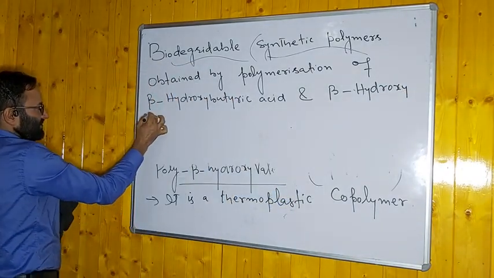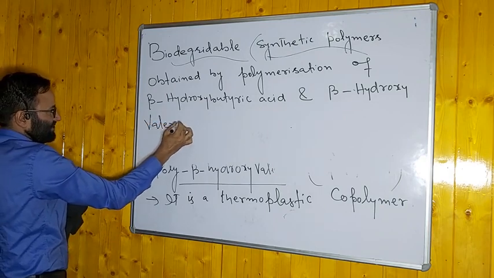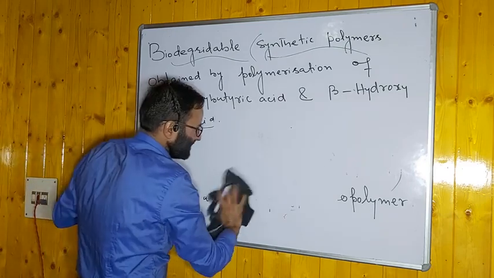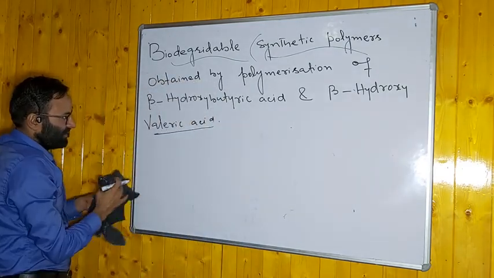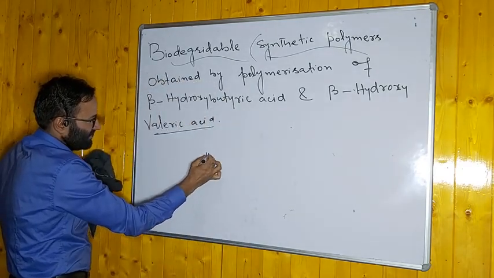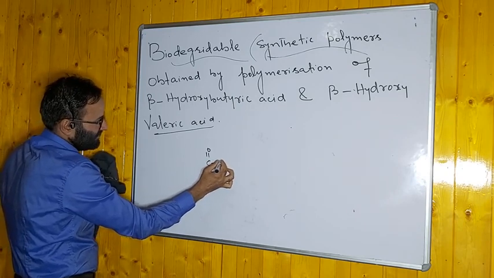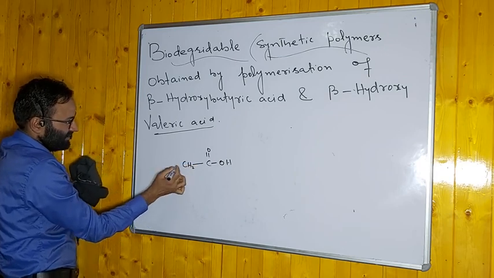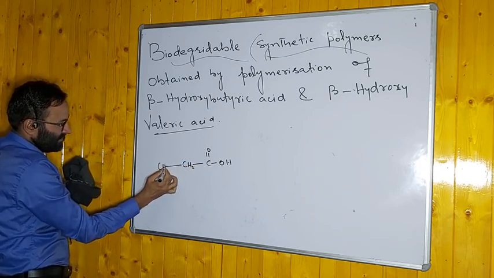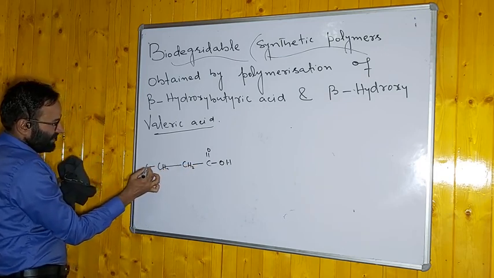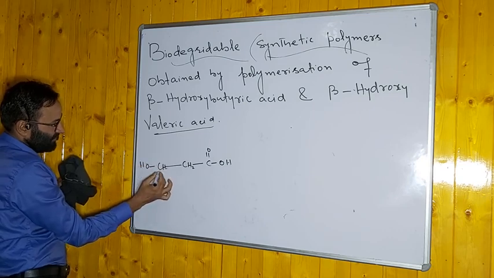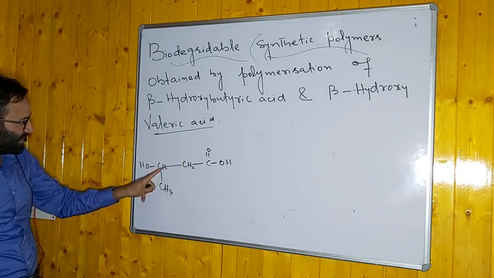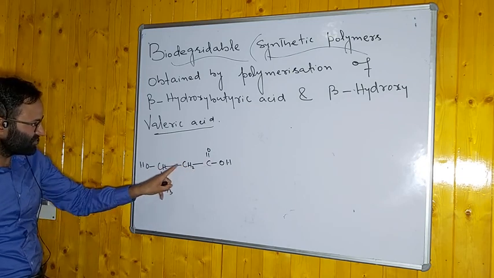Valeric acid. This is the point you have to mention. Now we will see its reaction. You have this one, C double bond OH, carboxylic acid. It is the alpha carbon. This one is the beta carbon. Here we will have OH and we will have methyl. Its name will be alpha beta hydroxy, carbon 1, 2, 3, 4, butyric acid.